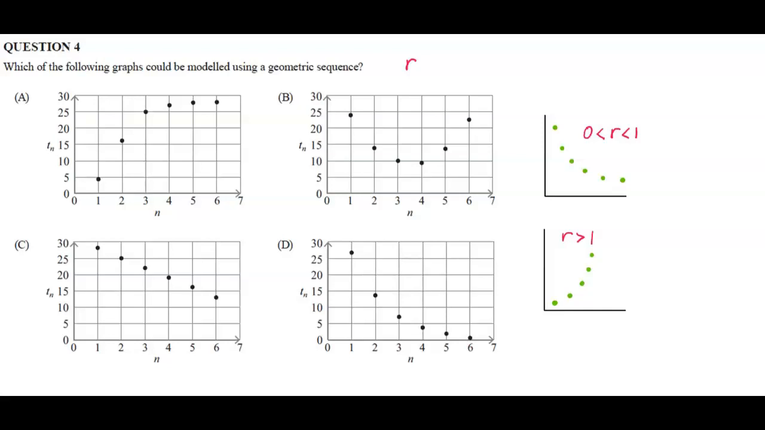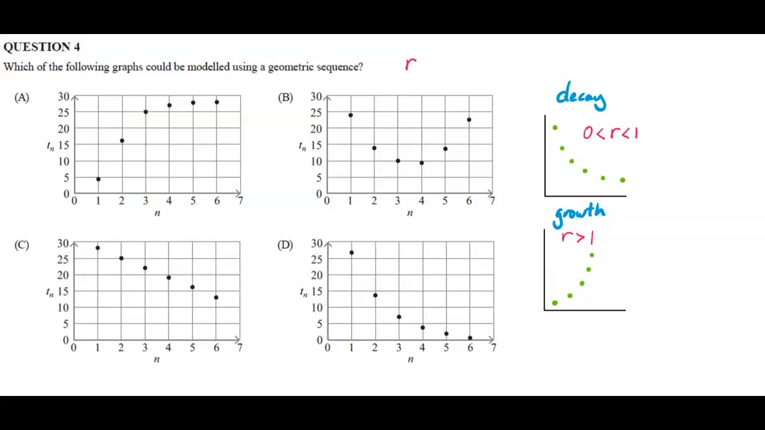So as you can see on the graphs over to the right-hand side here, when R is between 0 and 1, we have a decay graph, right? And when R is greater than 1, we have a growth graph. So looking at our four choices here, A, B, C, and D, which one is most applicable?